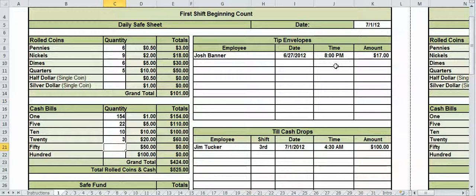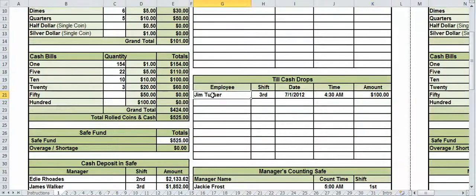Then you may have tip envelopes from the previous shifts for any server or bartender or anyone who works for you that gets tips, and maybe they had to leave before that tip could be given by the customer. It might have been a customer who was just staying on for a while. So they would leave that tip envelope in the safe, and you'd verify that it was there, as well as any cash till drops.